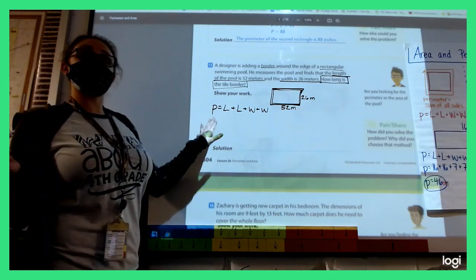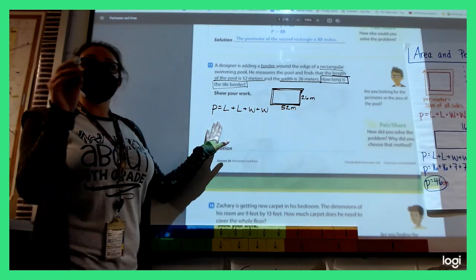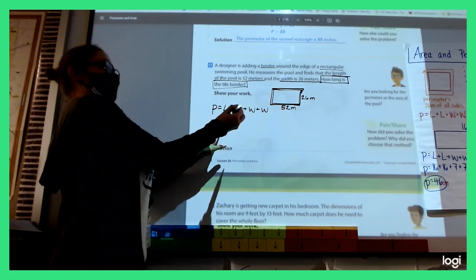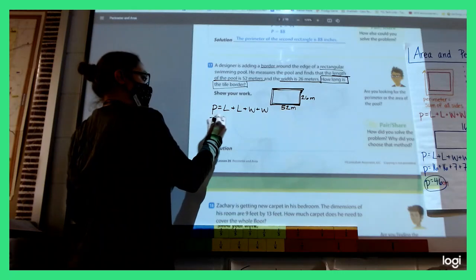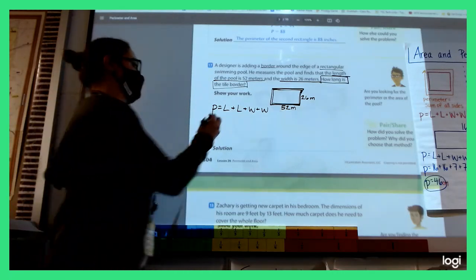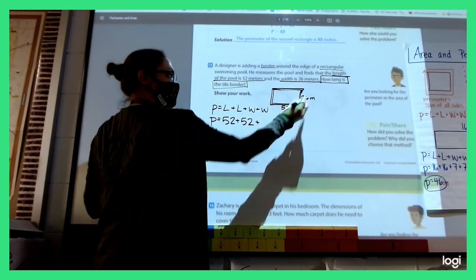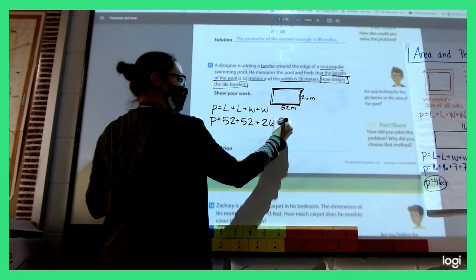Do we know the perimeter given in the problem? Abby? No. Sometimes we try to find a missing side, but no. They don't give us the perimeter. That's what we're trying to find, so we copy our P. The lengths, we know. They're both 52. So we have 52 plus 52, plus, we know our width, 26 plus 26.